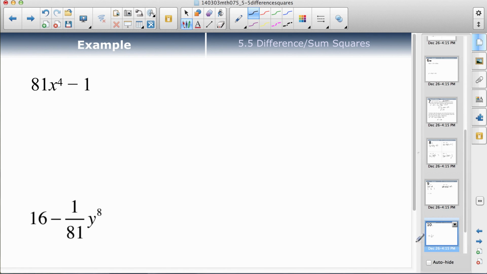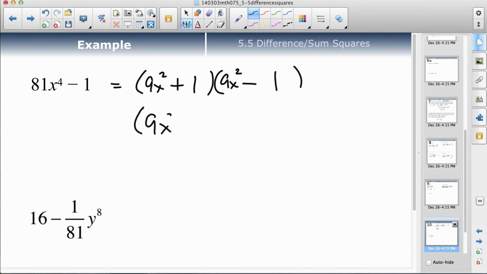Where's the one I wanted to try? Oh, this one. This is the one. 81x to the 4th minus 1. Okay, I can factor that. The square root of 81 is 9, so 9x squared, 9x squared. Square root of 1 is 1, so 1 and a 1. One's positive, one's negative. The interesting thing with this one is that this one here is another difference of squares. This one is a sum of squares. I can't factor that. This one's done. Can't do anything more with that.